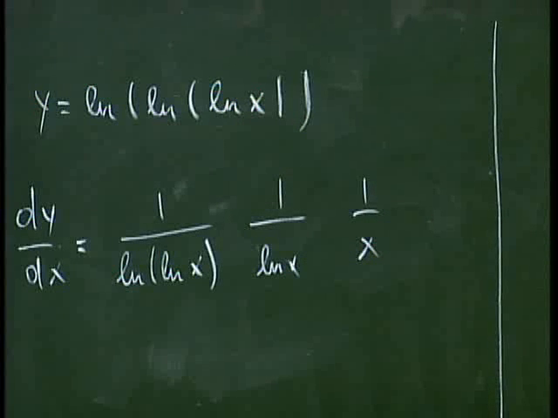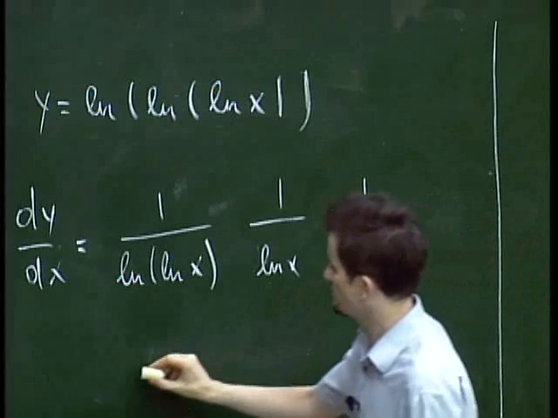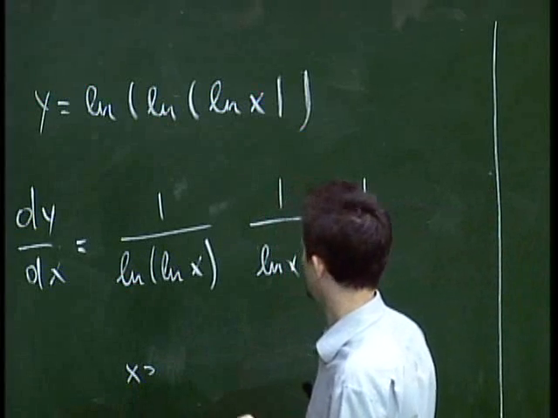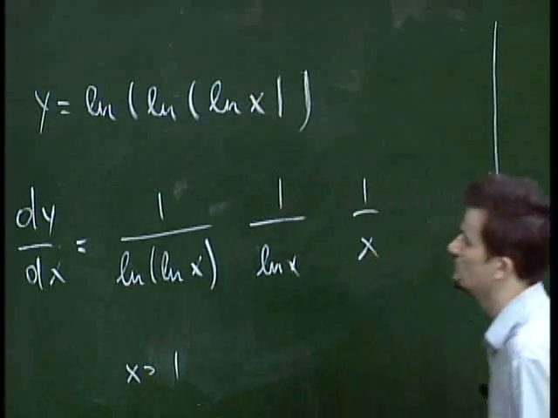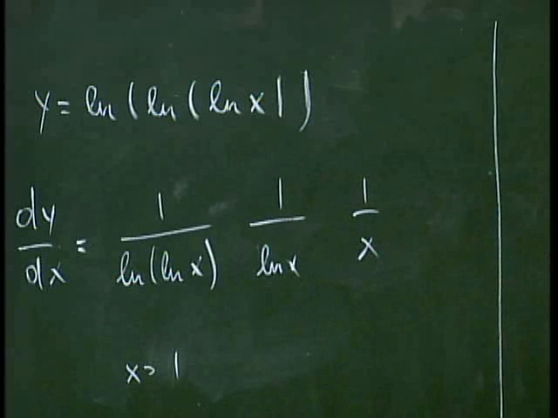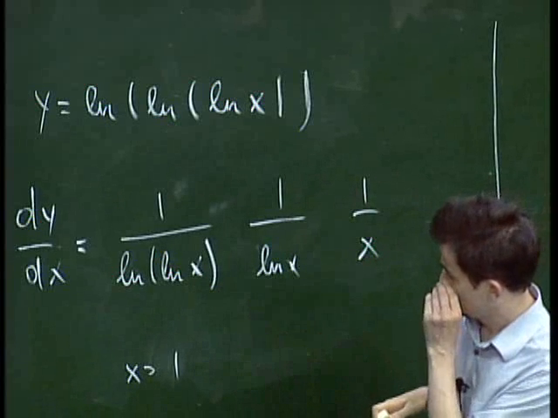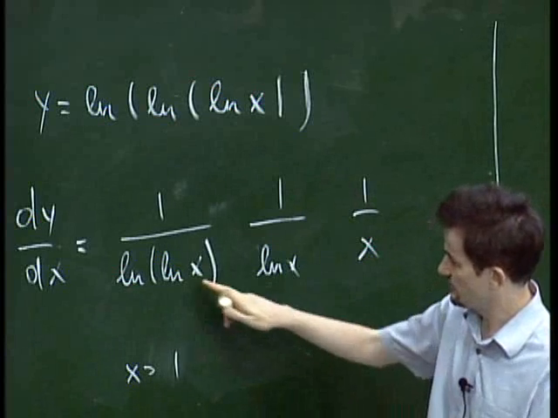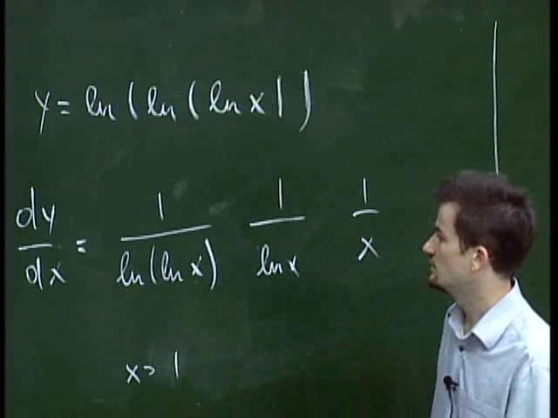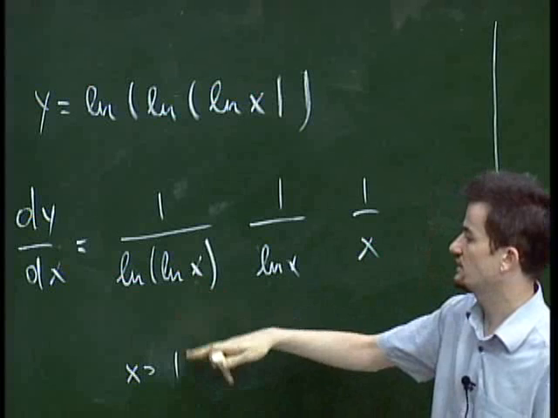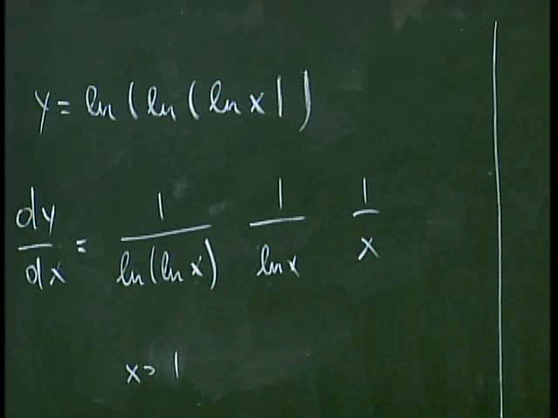So you see also that the derivative is only defined when x is larger than 1. Because you have to be careful here: this has to be positive, so ln x has to be larger than 0, so x has to be larger than 1. And you have similar examples if you have more complicated functions involving logarithms.